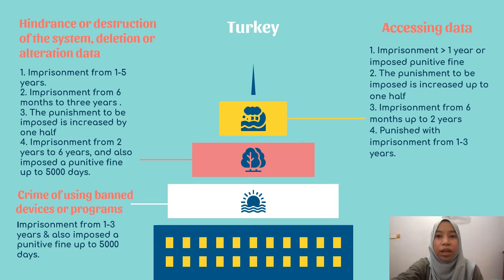And the fourth one is where the execution of the above mentioned acts does not constitute any other offence apart from unjust benefit secured by a person for himself or in favor of third parties, the offender is sentenced to imprisonment from 2 years to 6 years and also a punitive fine up to 5,000 days.